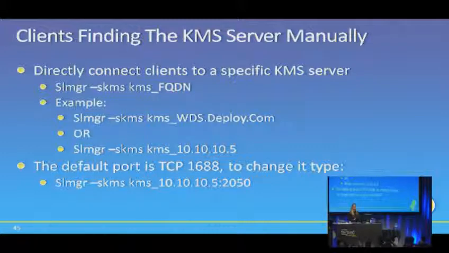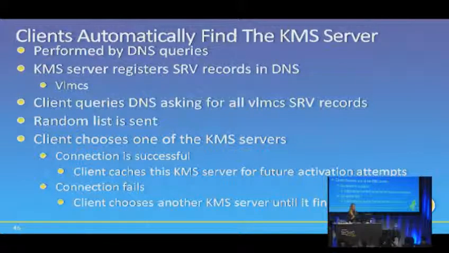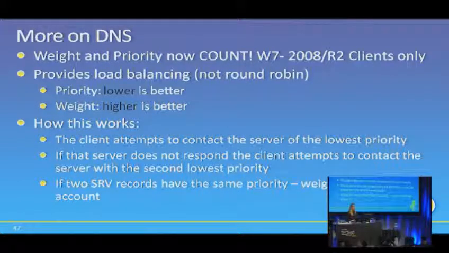Clients finding the KMS server, you can manually tell them which one to go to. You've got the SLMGR line right there. Or you can allow them to go by default to DNS and just get the SRV records from the DNS server. I told you about priority and weight. If you have multiple KMS servers, you could prioritize them. The lower the number, the better. So with a priority of 0 and another KMS server with a priority of 1, clients are going to go to the one with 0 first. If it's not available, then they'll go to the one with the priority of 1.